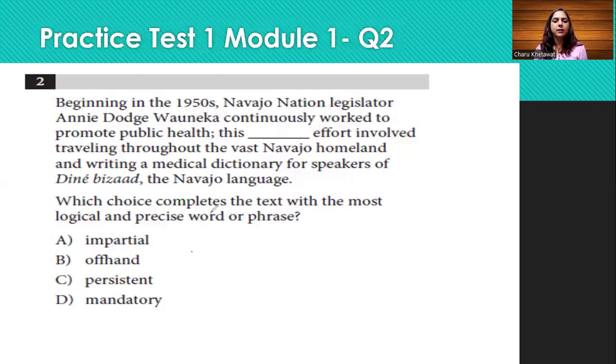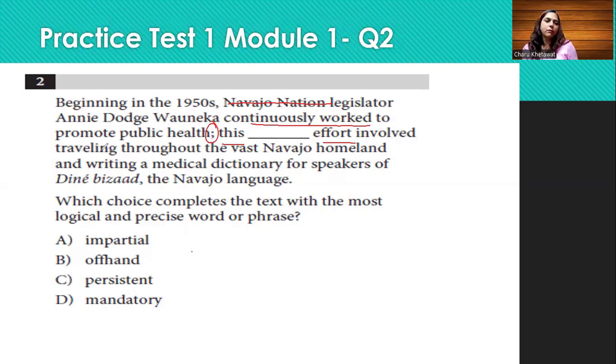Which choice completes the text with the most logical and precise word or phrase? Let's read. Beginning in the 1950s, legislator Annie Dodge continuously worked to promote public health. And then I notice a semicolon. And then we have this. As I mentioned, this is very important. This means I must have discussed it earlier. This dash effort. Which effort? That she continuously worked to promote public health.